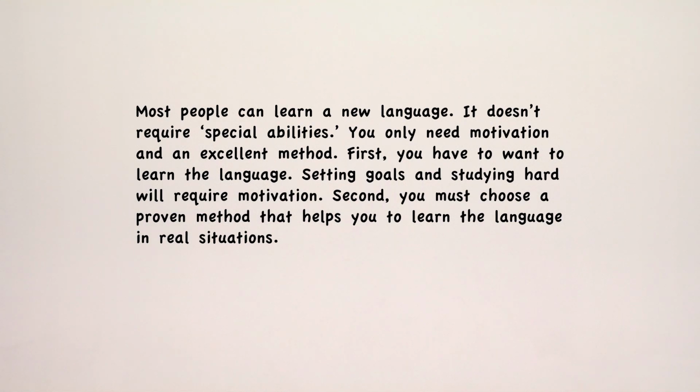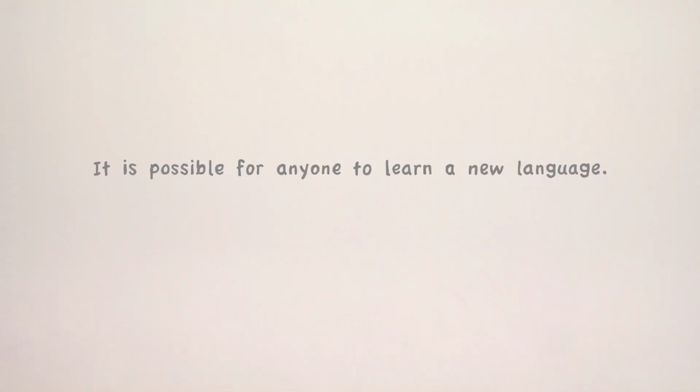So I would say that the first sentence is the topic sentence. Most people can learn a new language. Right. And the rest of the paragraph describes how that can happen. The other sentences provide extra details. So what is the main message? In my own words, I would say it is possible for anyone to learn a new language.